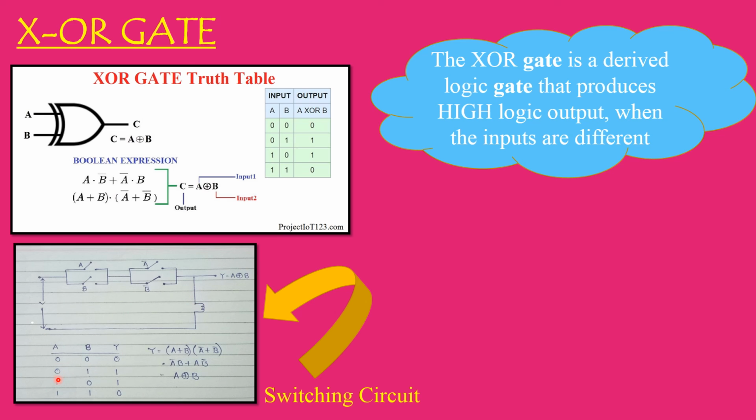And similarly for the other case, when A is 1 and B is 0, A is 1 means this is closed, so this is open. When B is 0, now this is open, this is closed. In other words, you will have a path for the electrons over here, flowing like this through this path, and you will have a voltage drop across this. In other words, your low lamp will be glowing. That is how I could make an analogy with the XOR function. So I hope you would have understood.